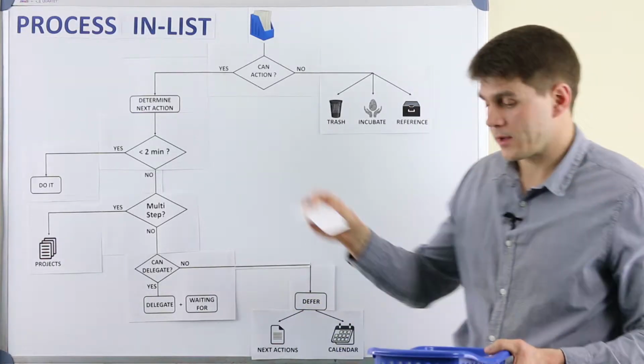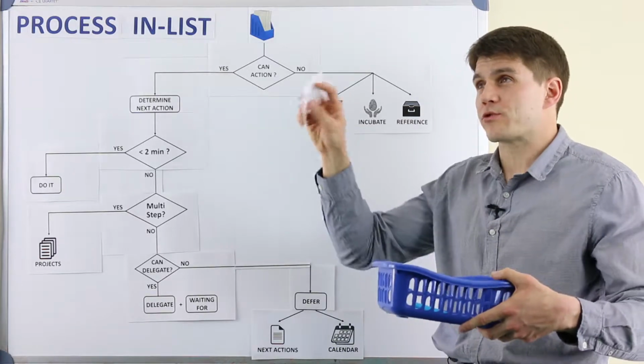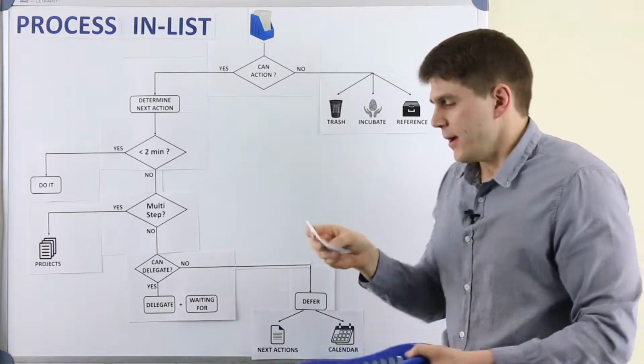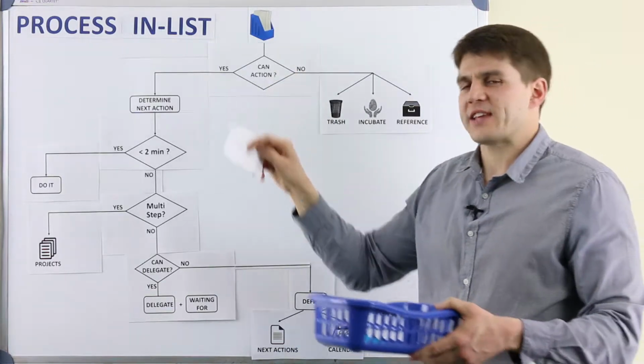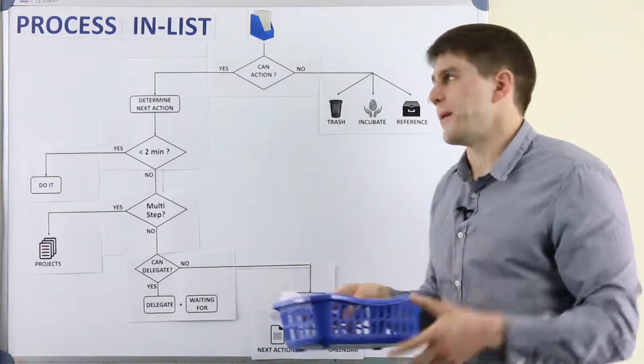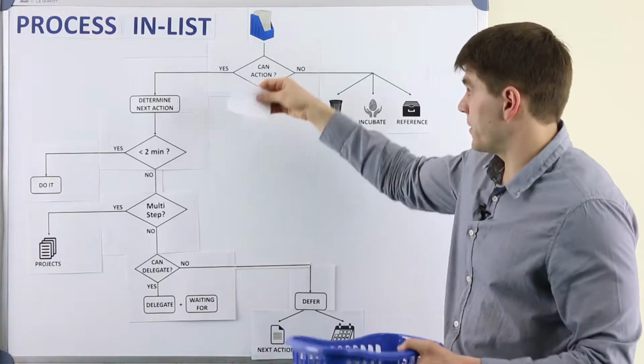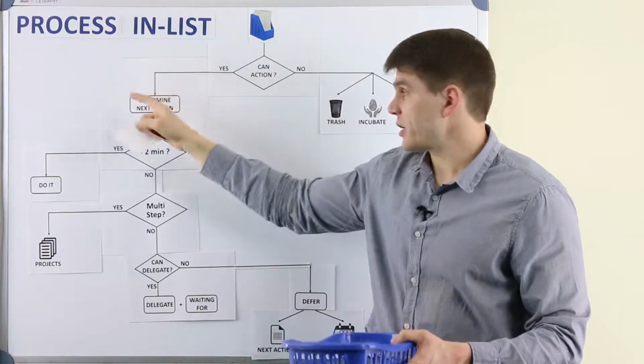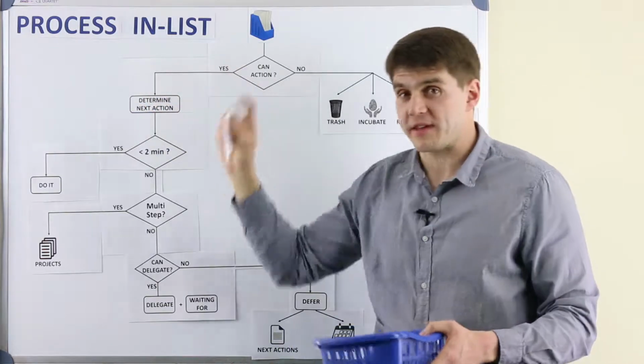Let's take an item. Let's say that when you went through the exercise of dumping everything from your mind into the paper, you created this reminder to send a picture of your cat to your grandma. And then you say, can I action it? Yeah, you can. So the next step is determine the next action.